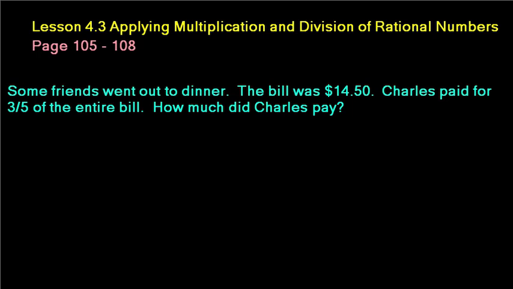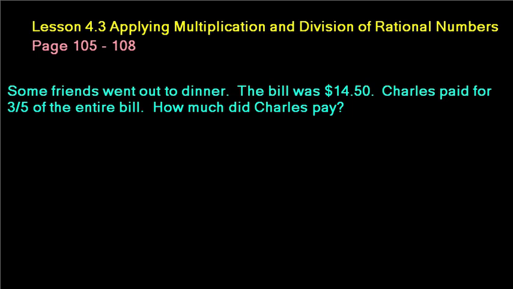Okay, so we got a word problem here. Some friends went out to dinner. The bill was $14.50. Charles paid for 3/5 of the entire bill. So how much did Charles pay? Some things that we need to consider: the bill was $14.50, and Charles, being the nice friend that he is, is going to pay 3/5 of the entire bill.